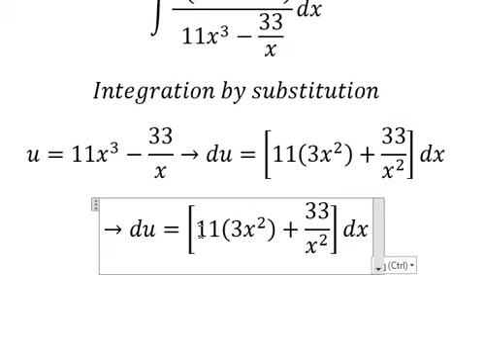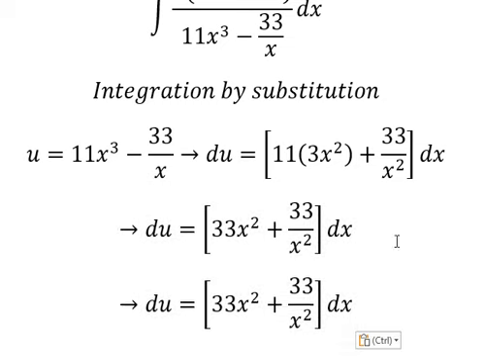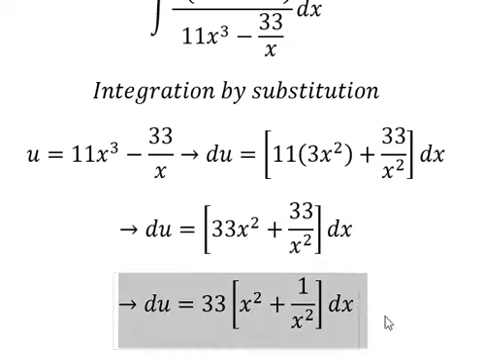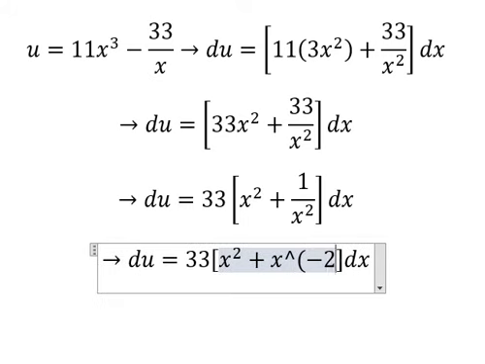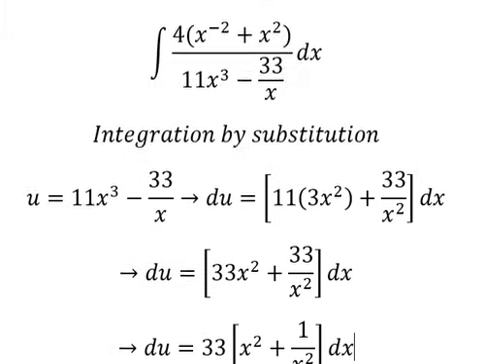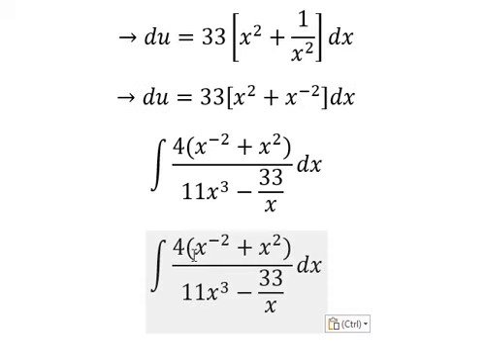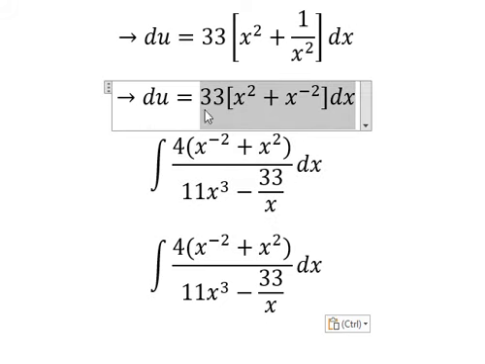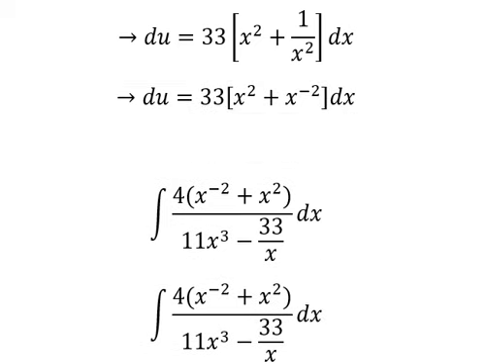So, number 3 and 11, we have 33s squared. For 33, we can do factorization. And this one, we have s to the power of negative 2. Now, we need to go back in here. So this one, we change by this one. But we don't have 33 in here, so we need to divide both sides by 33.